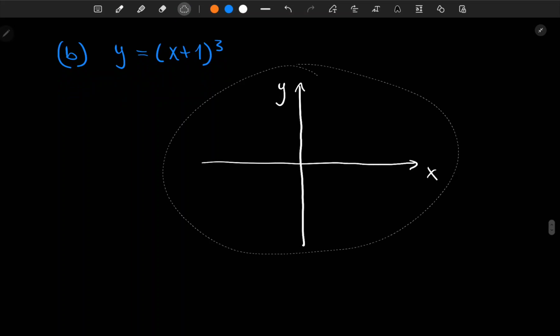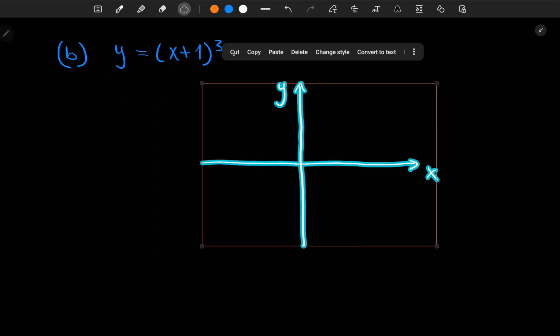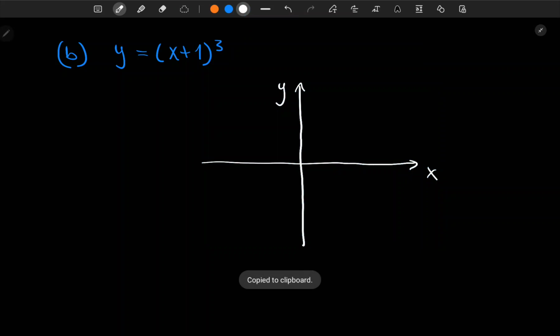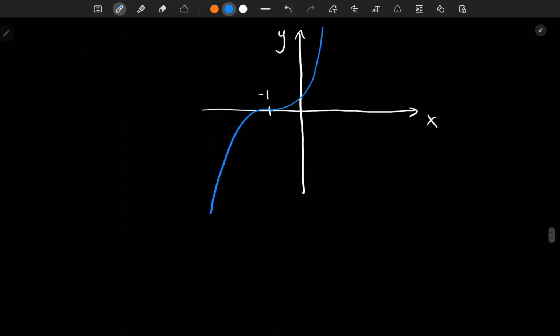So for us, that would mean that the plot, if this is -1 now, simply looks something like this. So it's the same plot as before, except shifted over.